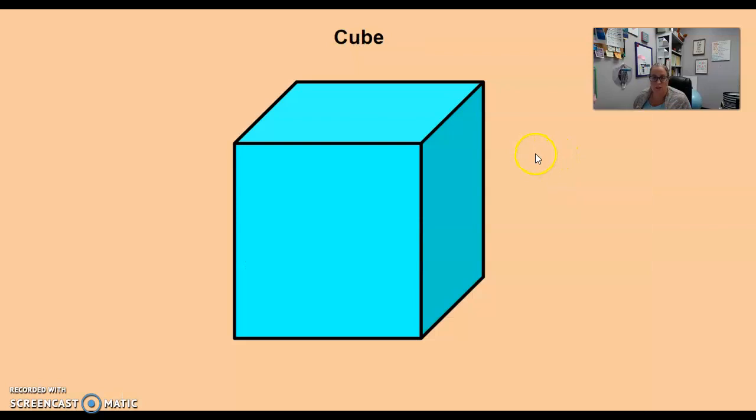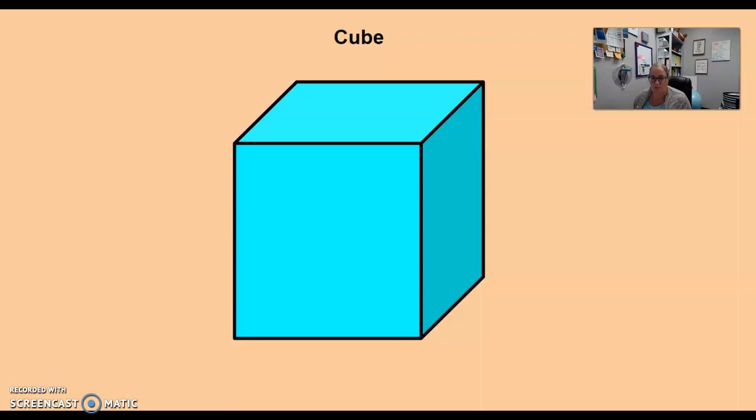So let's look at this cube. What are some things that you notice about this cube? Turn and talk to somebody. What do you notice about the cube? All right, come back to me in 3, 2, 1.